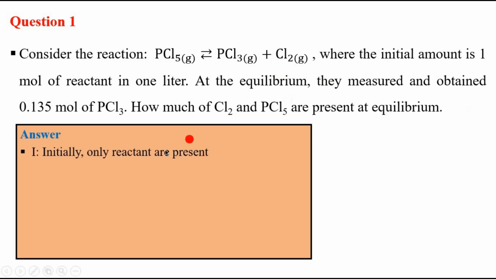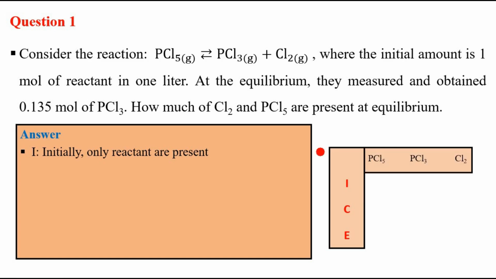What you know is that initially only the reactant is present, so we don't have the product. So you can set up the initial, change, and equilibrium. Initially we have only the concentration of the reactant, PCl5, phosphorus pentachloride, which is 1 mole divided by 1 liter, so 1 molar. The products are not there initially, so we put 0 for PCl3 and chlorine 2, because initially you have only the reactant.